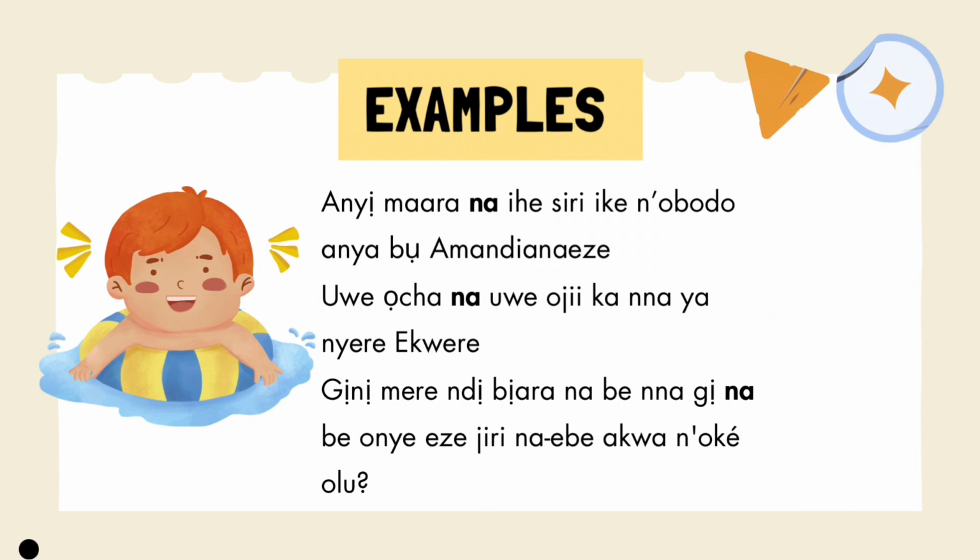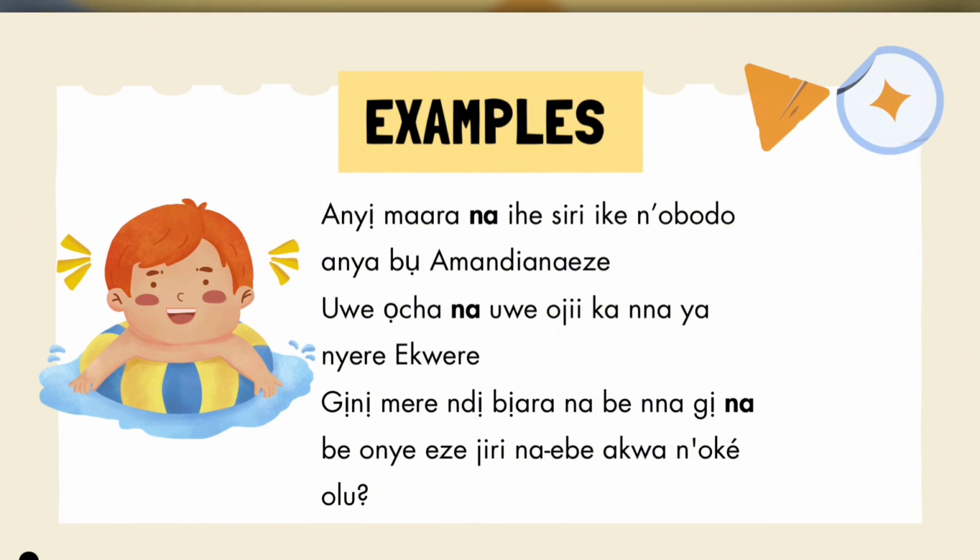Now the third example, gịnị mere ndị bịara na be nna gị na be onye eze jiri na-ebe akwa n'oke olu? What happened to the people that came to your father's house and the king's house? What made them cry in a loud voice? So in these examples, you could see na written in bolded letters, functioning as a conjunction, joining these sentences together, making it to become one sentence.